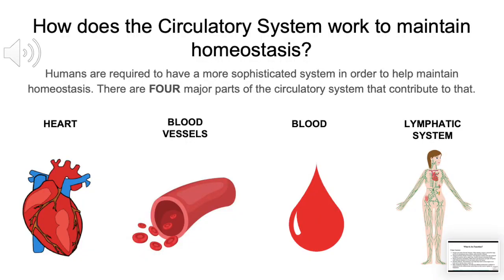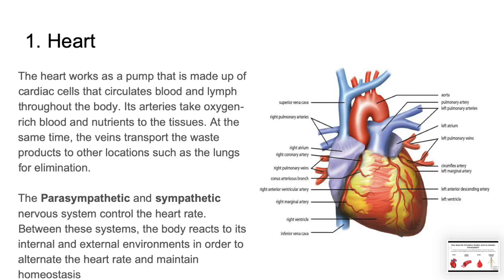There are four major parts in the circulatory system that help maintain homeostasis: the heart, blood vessels, blood, and the lymphatic system. The heart works as a pump that is made up of cardiac cells that circulates blood and lymph throughout the body. Its arteries take oxygen-rich blood and nutrients to the tissues. At the same time, the veins transport the waste products to other locations, such as the lungs, for elimination. The parasympathetic and the sympathetic nervous system control the heart rate.